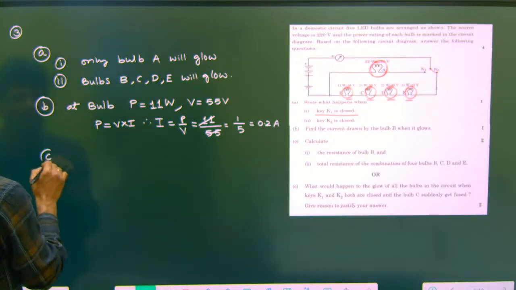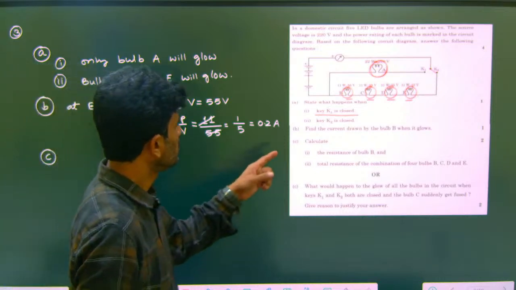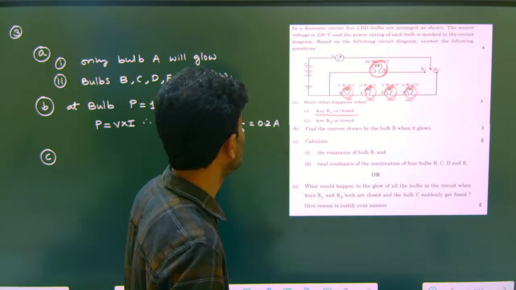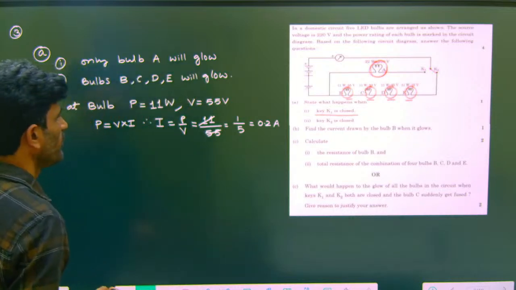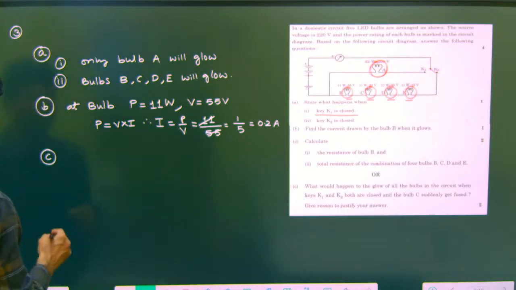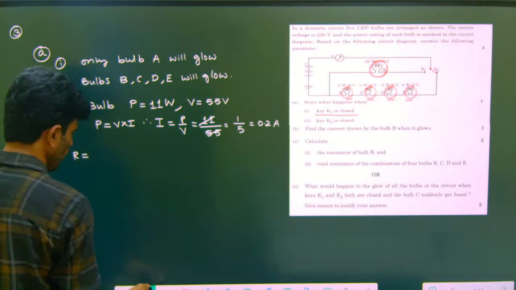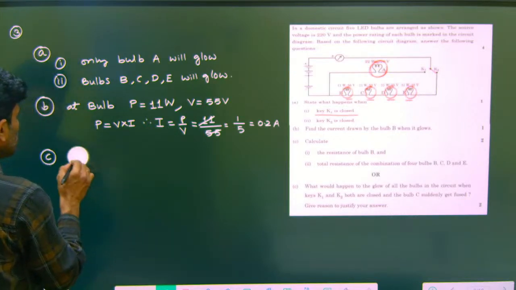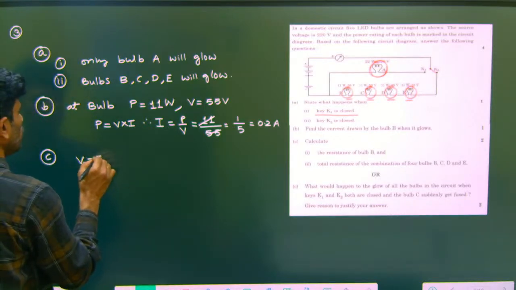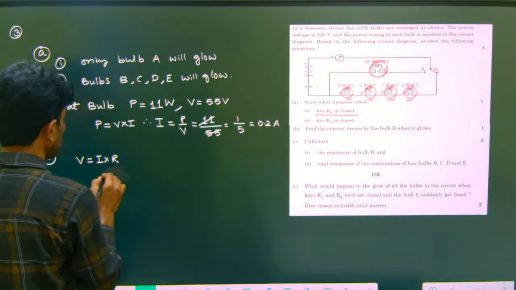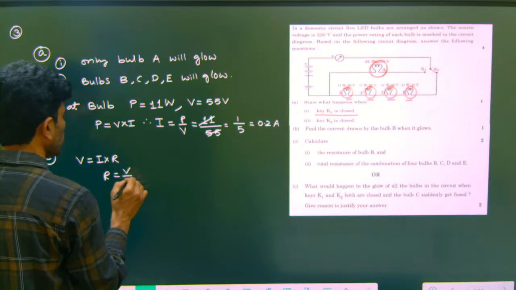Now question number C. There are two questions. It is a 2 marks question. You have to find out the resistance of bulb B. First one. If you want to find out the resistance of bulb B, what formula do we have? V is equal to I into R. We want R here. So R is equal to V by I.